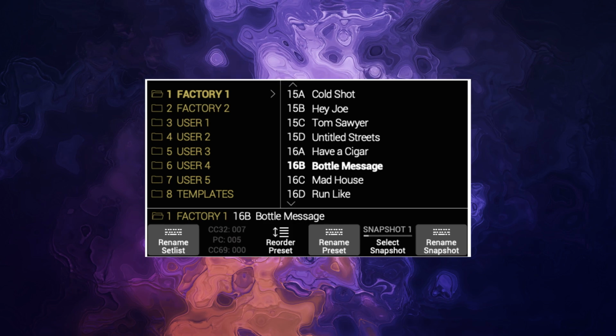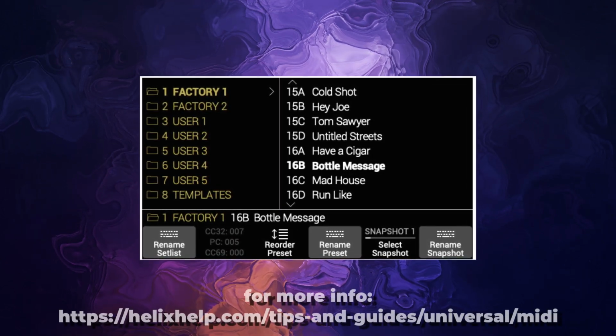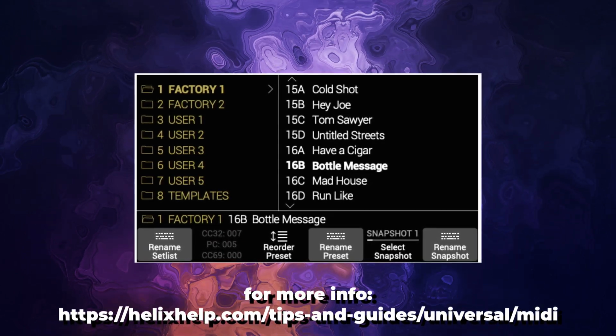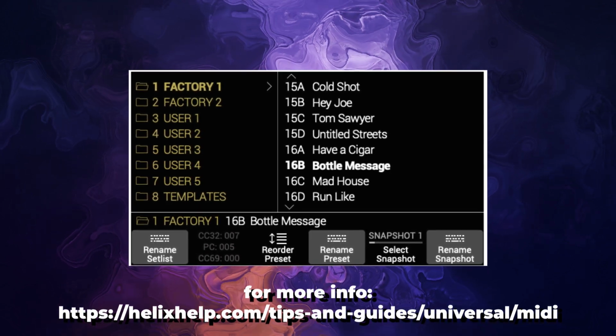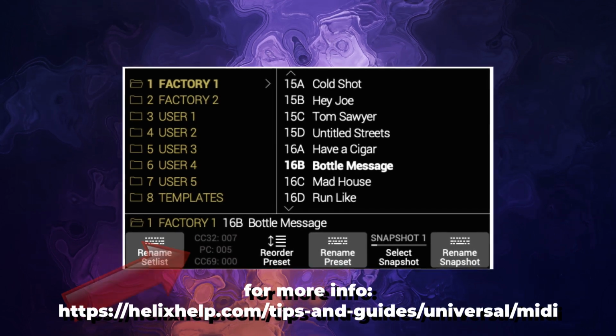Quick sidebar. Helix automation is a little different. If you press the presets button to open the setlist menu and navigate to the preset that you want, the Helix will actually show you the exact values you need to send in order to switch to that preset. In the example they give here on the Helix help site, they load the Factory 1 setlist, preset 16B, and Snapshot 1 with the values shown here.